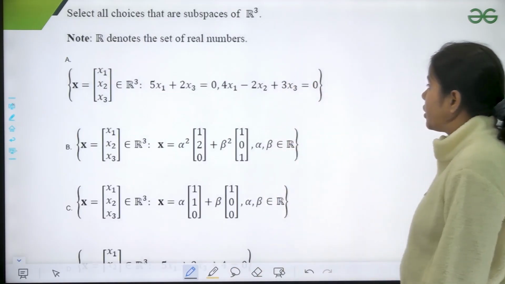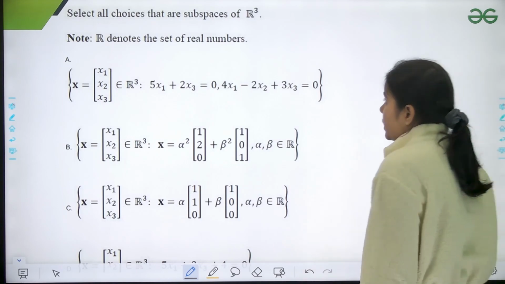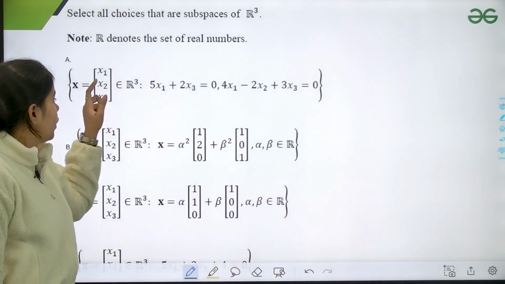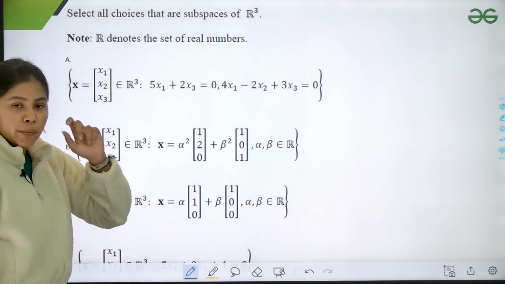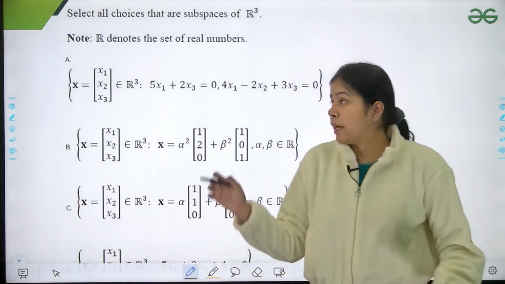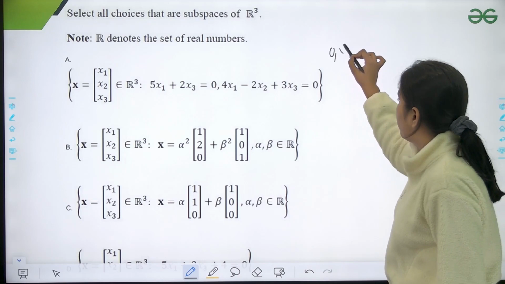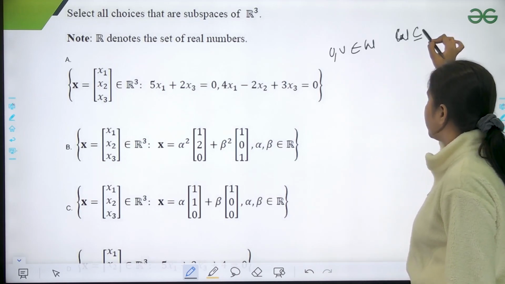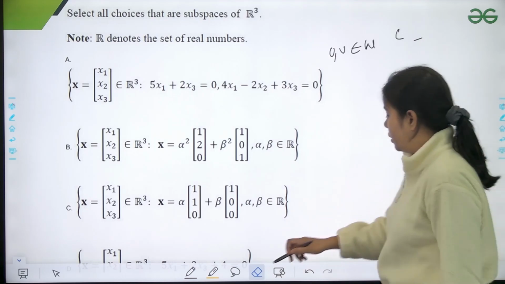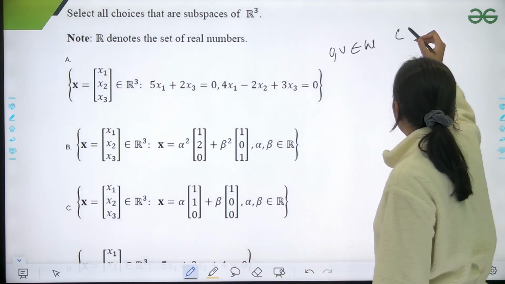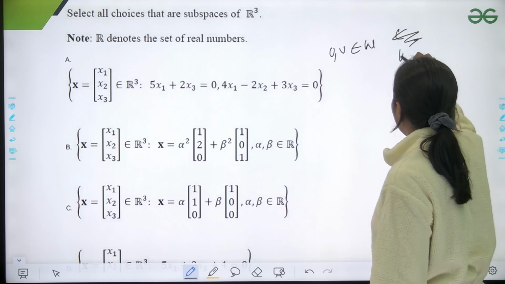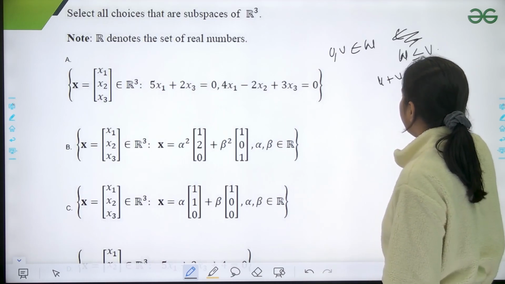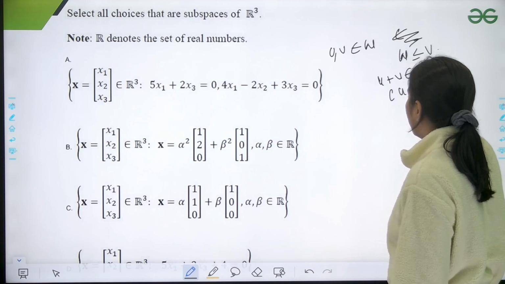Now next we have this question: select all choices that are subspaces of R cube. So to form a subspace, we have to use two rules. If U, V belong to W, W is a subspace of V if U plus V belongs to W and C into U belongs to W.